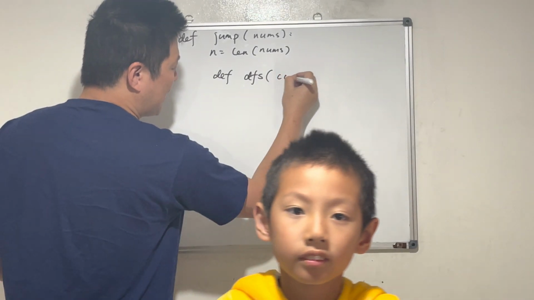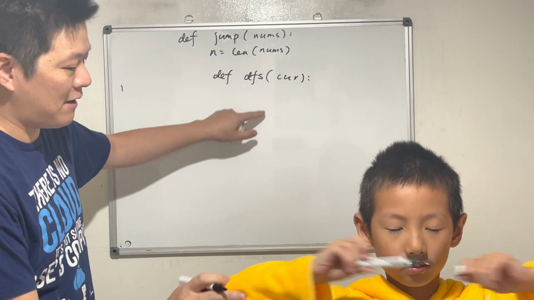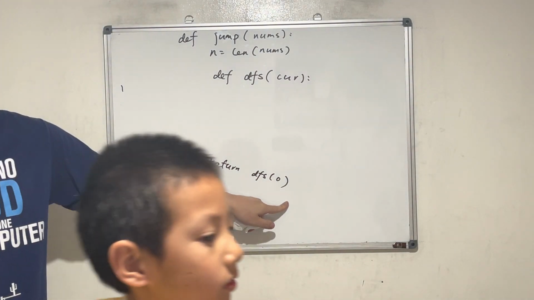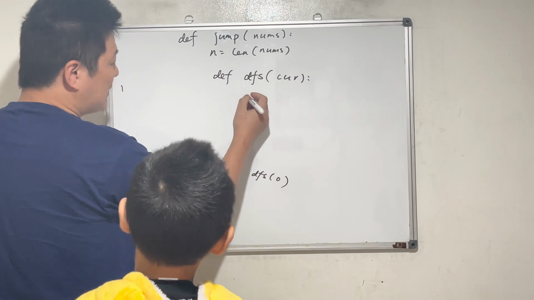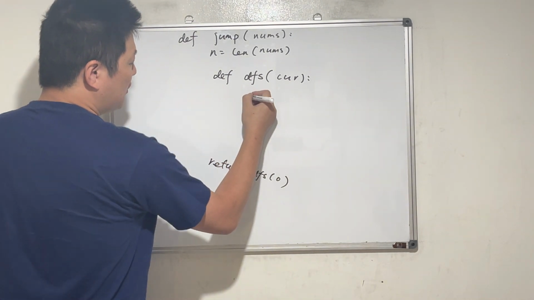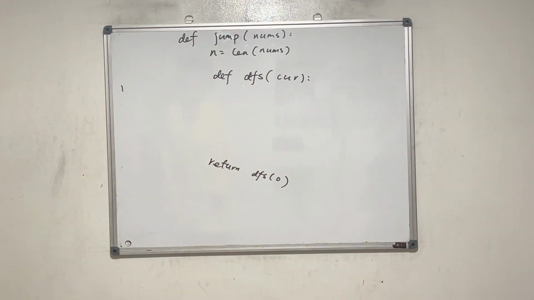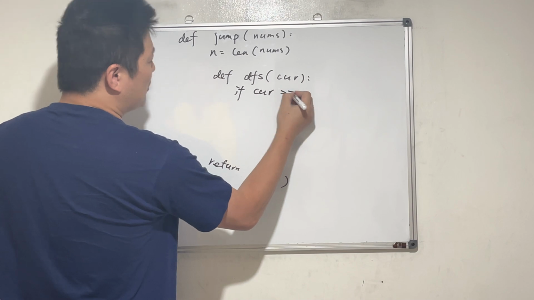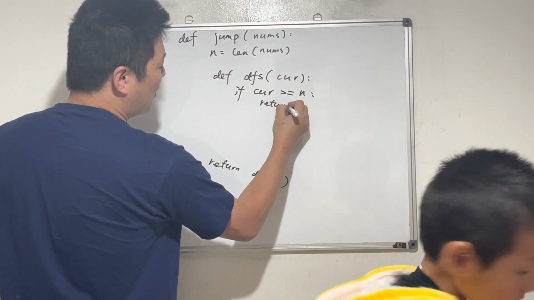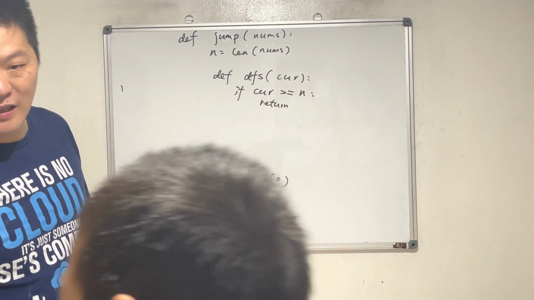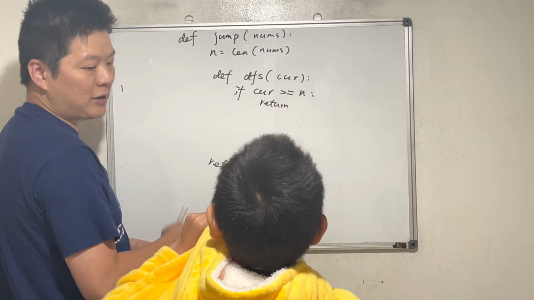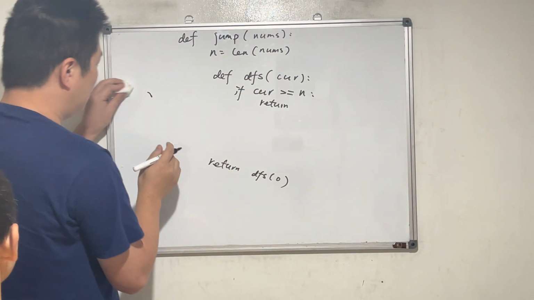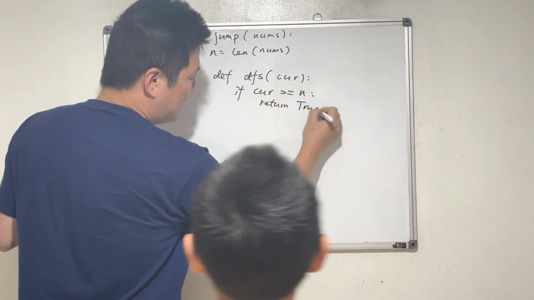DFS. Now we are at the current position, right? So I will start filling this function. All I need to do is return DFS 0, because we start at 0. Now, what should we do at the beginning? If the current position is bigger than or equal to n, it means we can reach the end. So we return true.